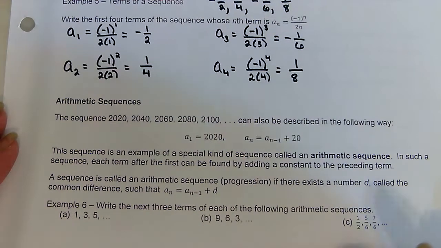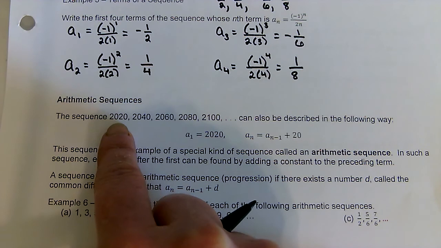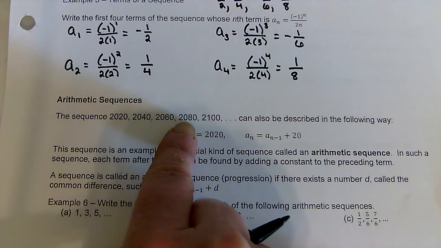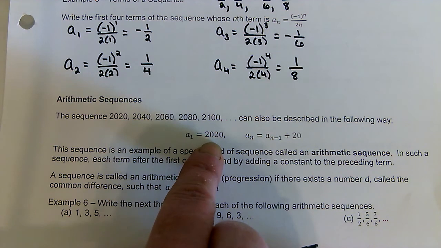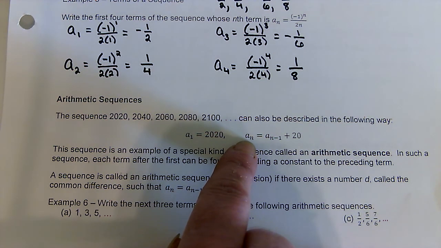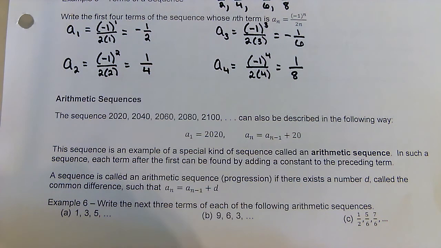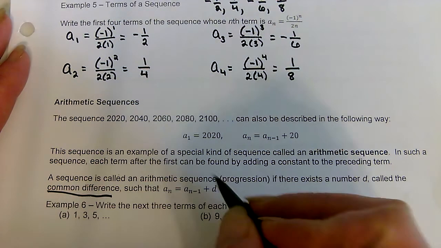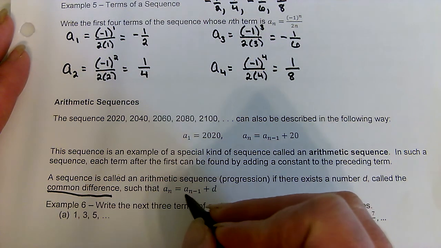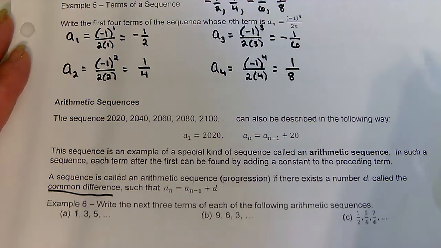Now there's special sequences, and one special one is called an arithmetic sequence. So if we look at this sequence, 2020, 2040, 2060, 2080, 2100, the very first term is 2020, and each additional term is found by taking the previous term and adding 20 to it. What we're adding is called a common difference and is usually represented by a D. So this means the previous term and this means the current term.